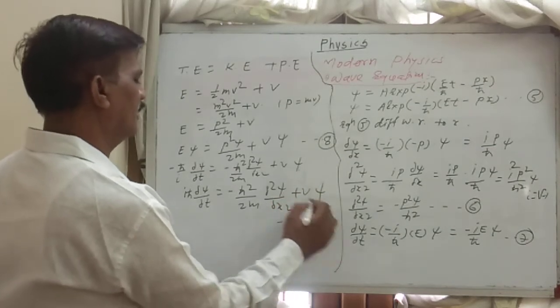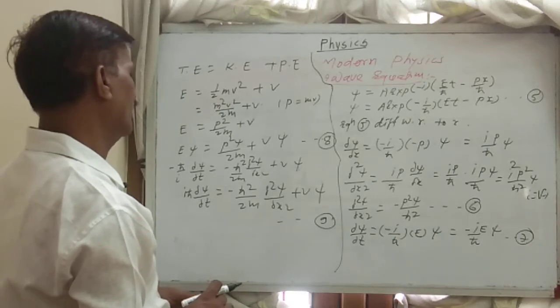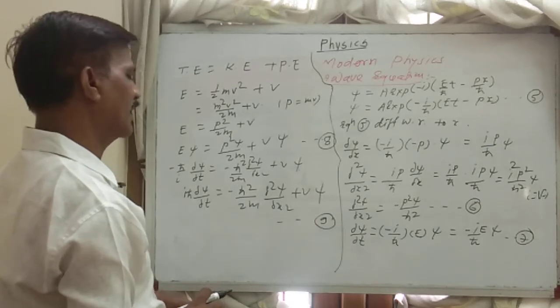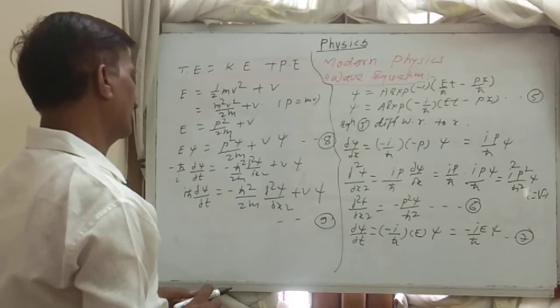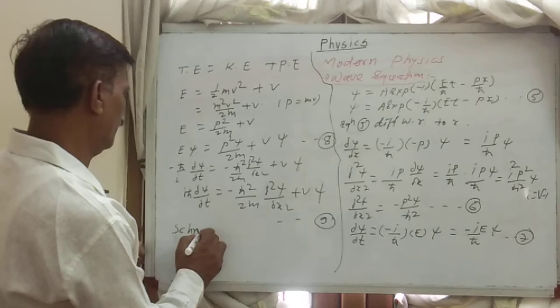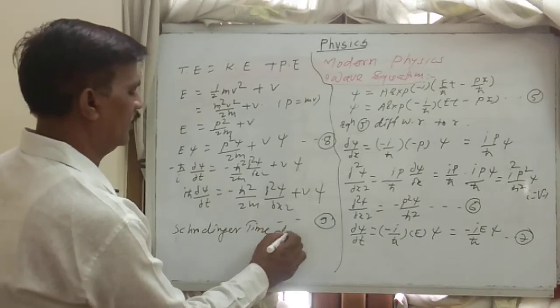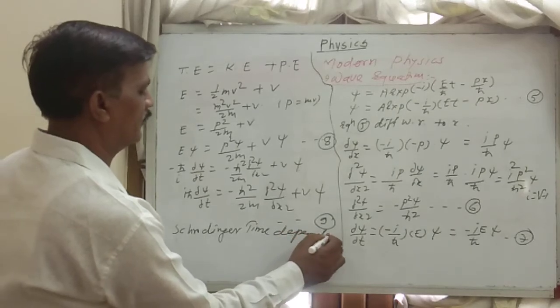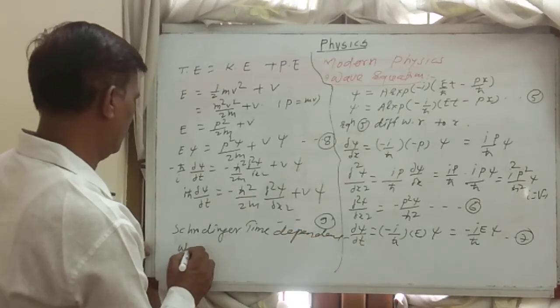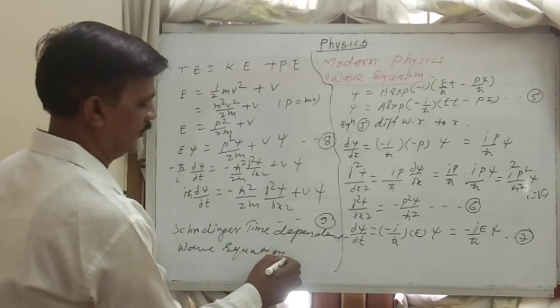Here observe that this equation 9 has psi as a function of the space coordinate x and the time coordinate t. Therefore, this is called the Schrödinger time dependent wave equation. Today we stop here.